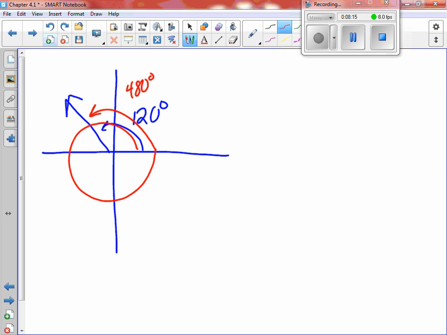This is a coterminal angle. This is the same angle, I just passed it up once and made it back around, yes? What I'm really doing with this coterminal angle is taking that 120 degrees and adding 360 to it. And I get back to where I'm at, yes?